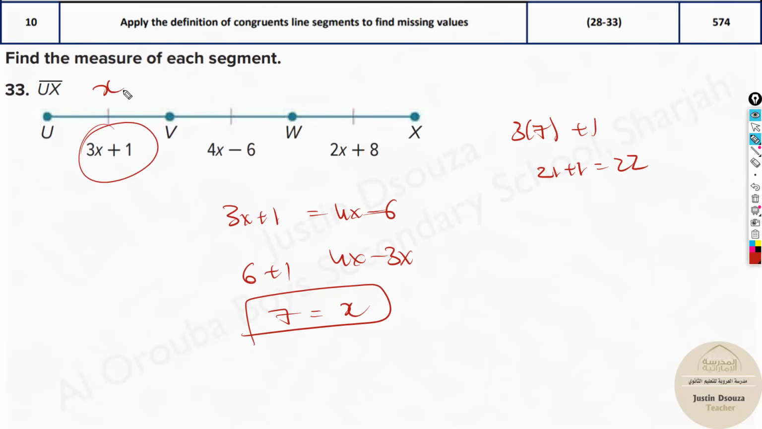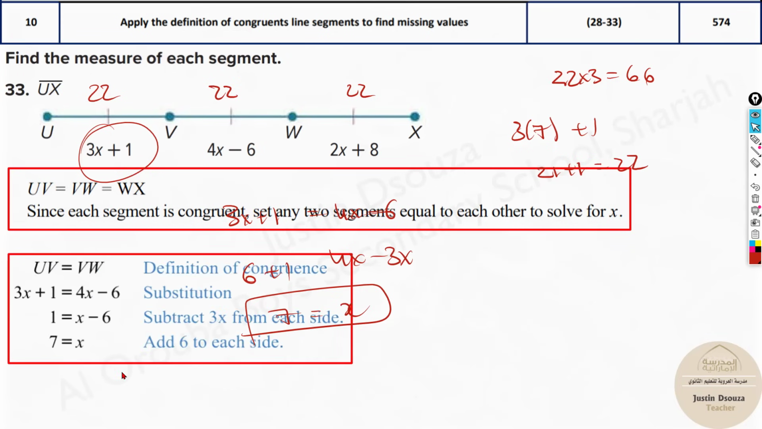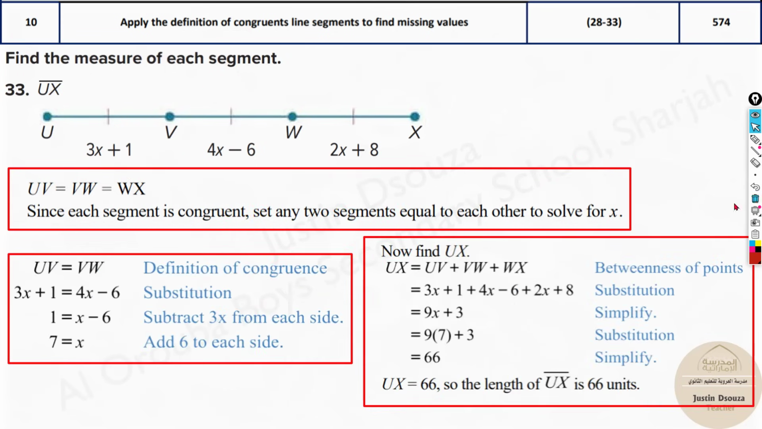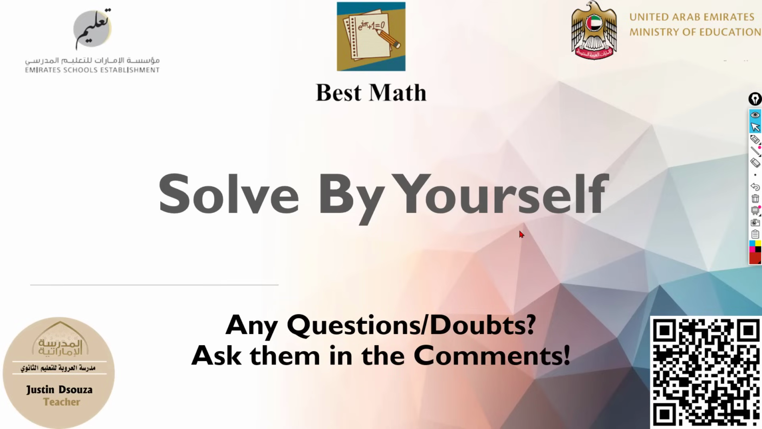Now I know each segment is, sorry, not x. Each segment is 22. So I'll just write over here 22. This is also equal, congruent, 22, 22. So you can directly do 22 times 3, that is 66. That is the total measure of u to x. So 66 is the final answer. 66 units. Very easy and simple topic.